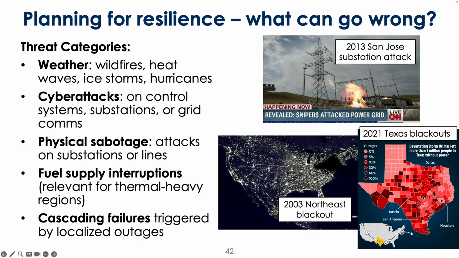Yeah, so what are the things that can go wrong? Weather, cyber attacks, physical sabotage, supply interruptions, cascading failures. Some of these are going to affect your transmission system specifically. And for the portions of these that your transmission system is able to be resilient to, you want to think about that and build that out in a way that you can weather the storm, so to say.